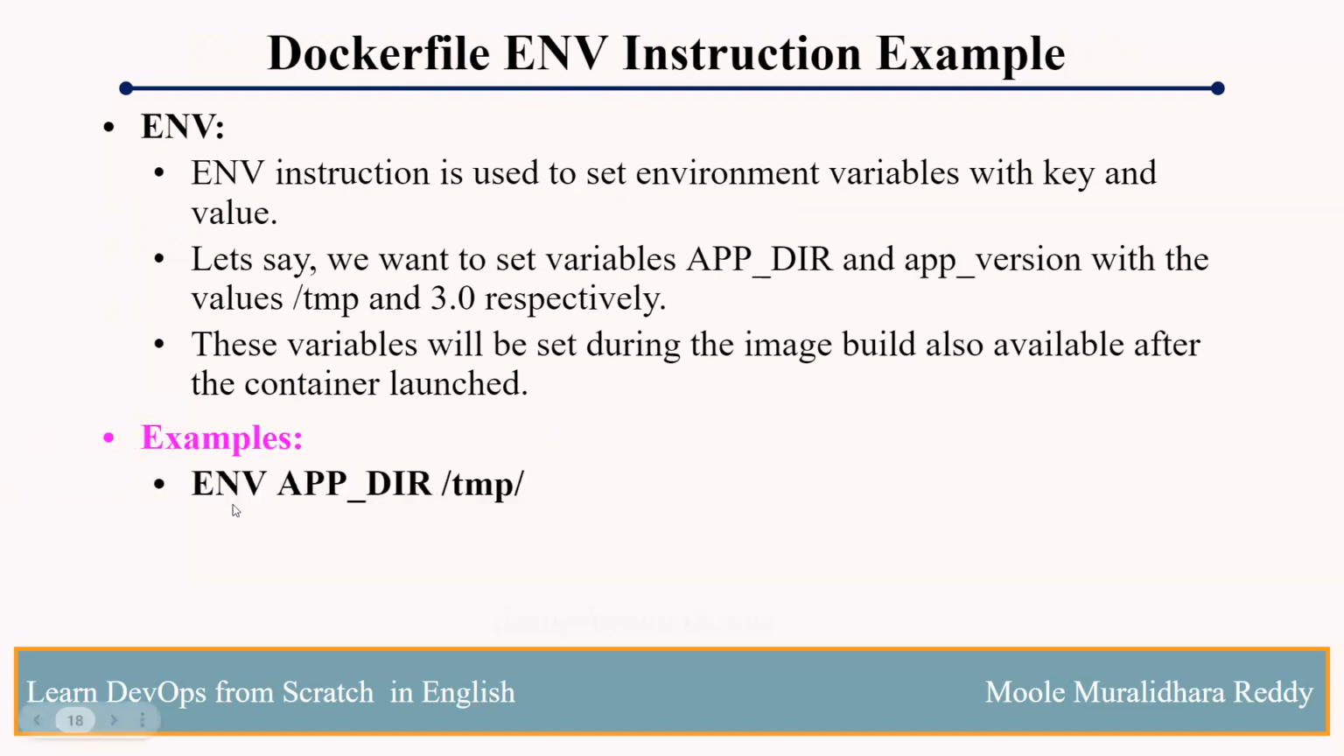For example, if you see here, I'm defining ENV app_dir tmp. If you remember in Linux, we used the export command, right? Using the export command, we set up environment variables. Same thing, if you want to set up environment variables in Docker, we can use the ENV instruction. When you use this ENV instruction, it will be available both during Docker image build time and also after container launch time. For example, ENV app_version 3.0.